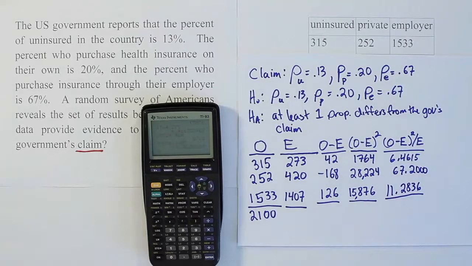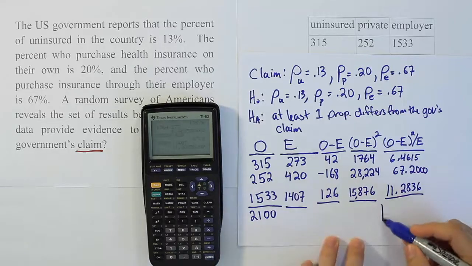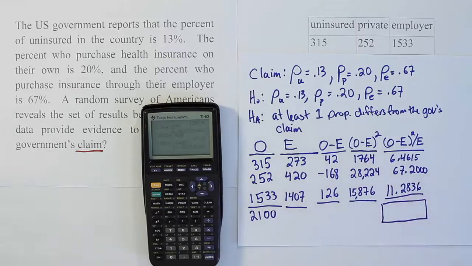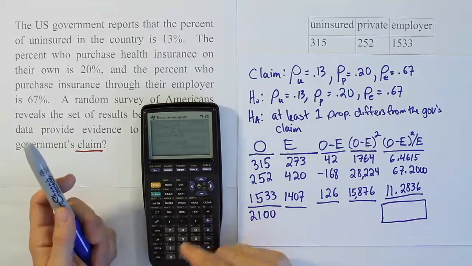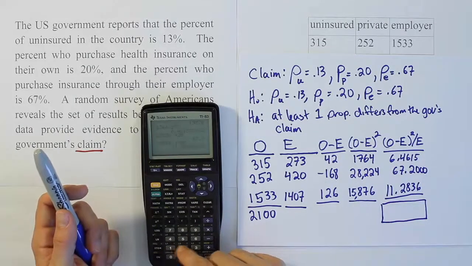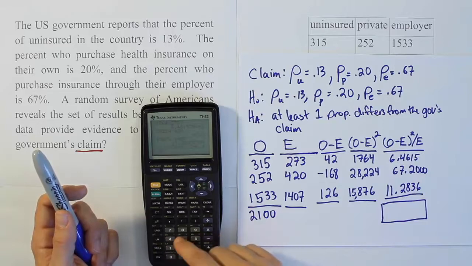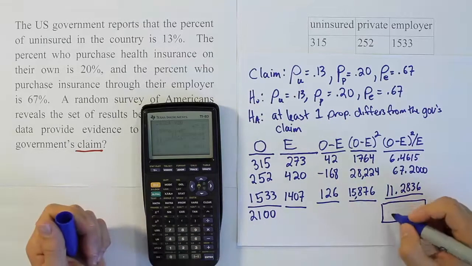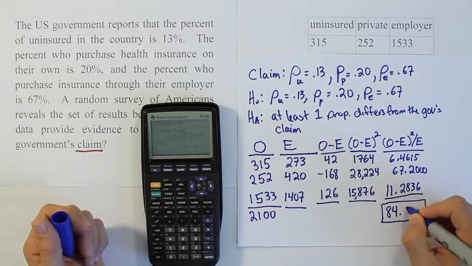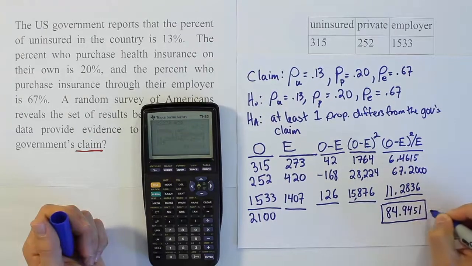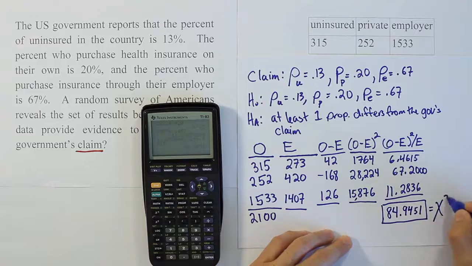Now we're going to total that column, and when you total that column, you get your chi-squared test statistic. So it's the sum of this column that gives us your chi-squared test stat. All right, so let's see what that works out to be for us. So we have the 11.2836 added to 67.2 added to 6.4615. And we get this very large sum, 84.9451. So that is our chi-squared test statistic.